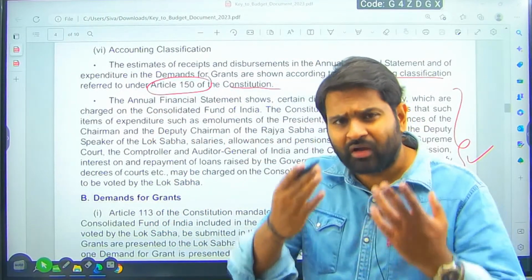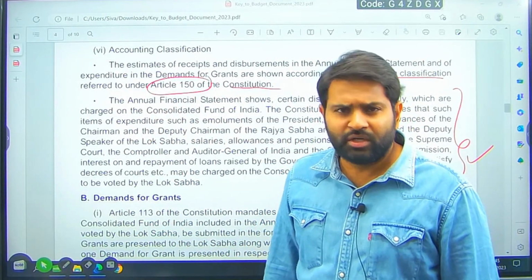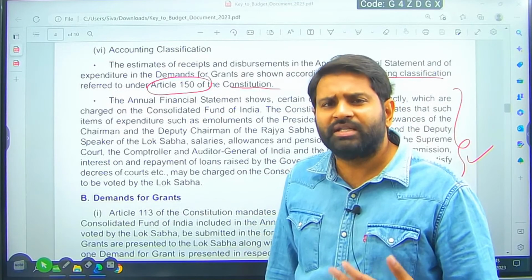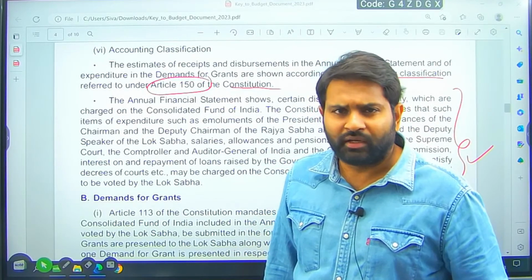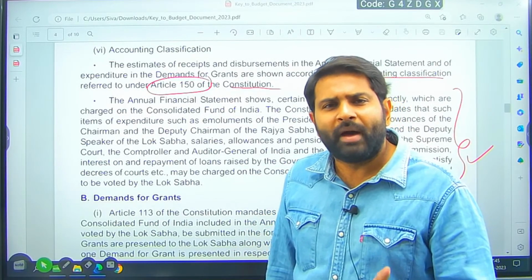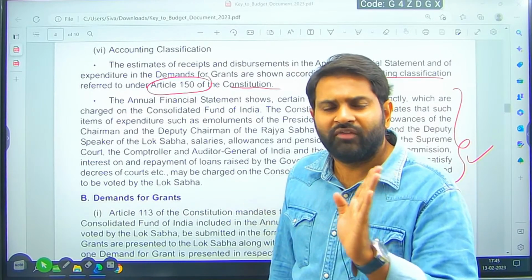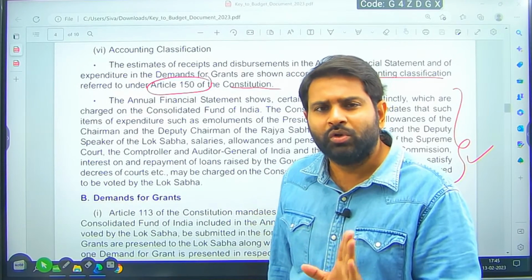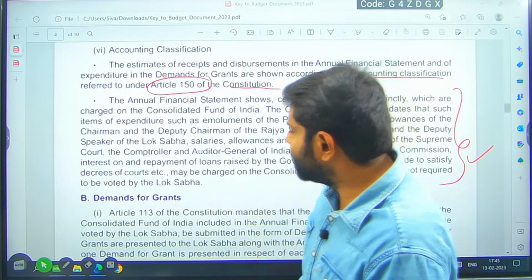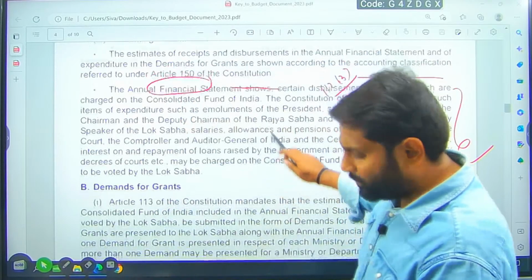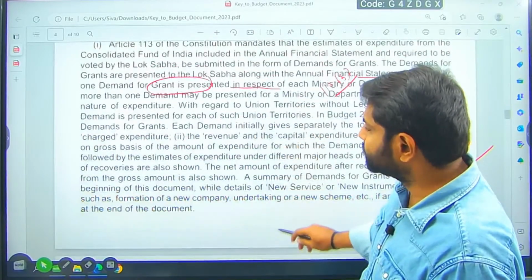I'll give you a work: go back and learn about zero based budgeting and incremental budgeting. I'll repeat once again, go back, read zero based budgeting and incremental budgeting. If you try to differentiate between these two, you will understand another perspective about budgeting. And I've discussed demand for grants yesterday.